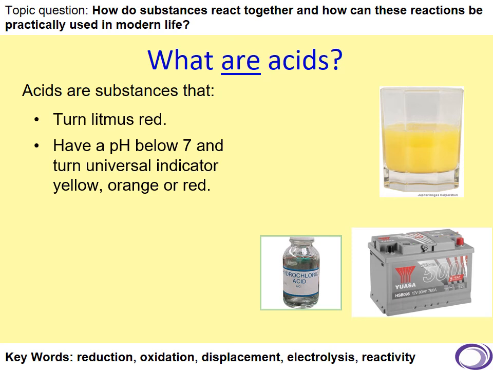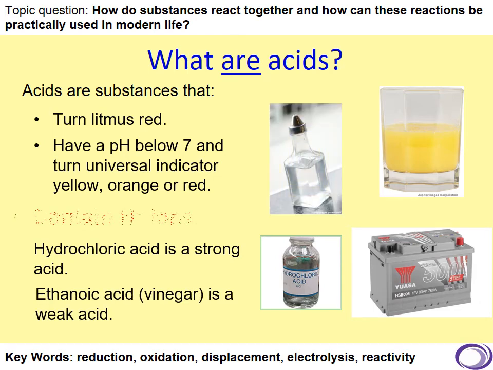So acids are substances that have a pH below 7 and turn universal indicator yellow, orange or red. Hydrochloric acid is a strong acid. Ethanoic acid is a weak acid. But all acids contain H+ ions, and it's important that you remember that. So all acids contain H+ ions.